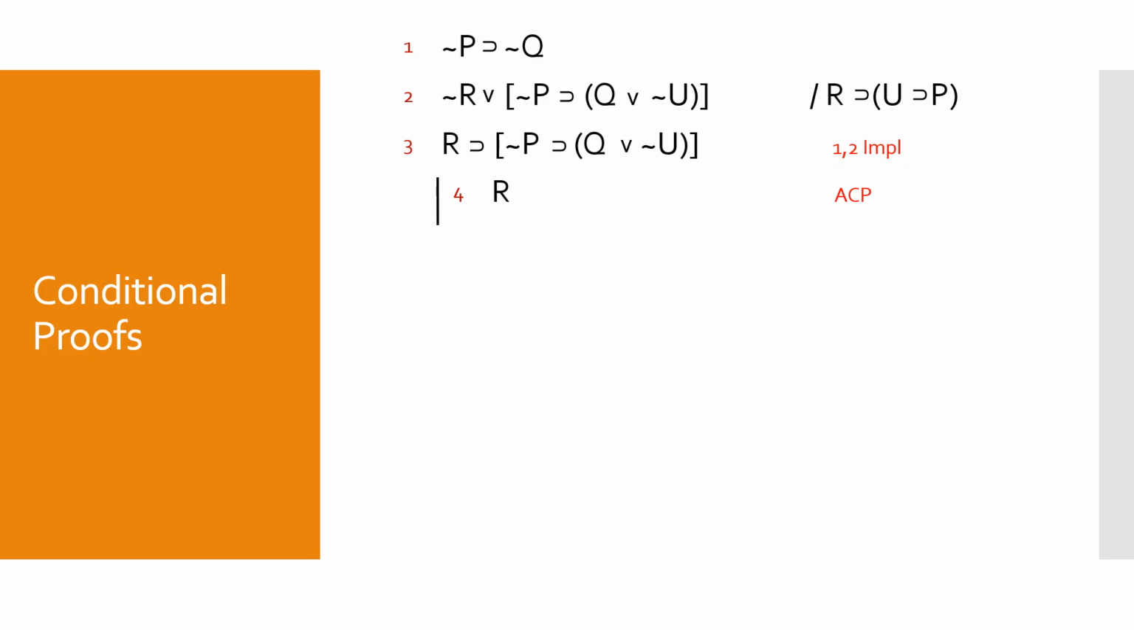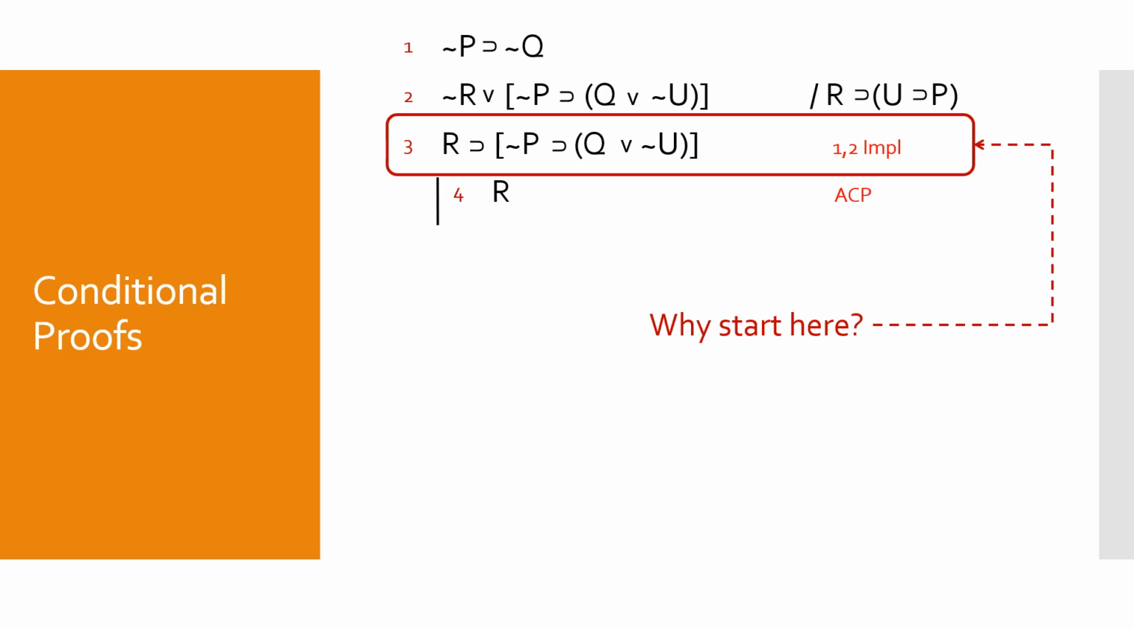So now that we've established line 3 here, we can begin the conditional proof by simply assuming R, which is again the antecedent of the conclusion, and we want to basically list our justification off to the side, ACP, and indent the entire line to remind ourselves that we're dealing with this conditional statement.